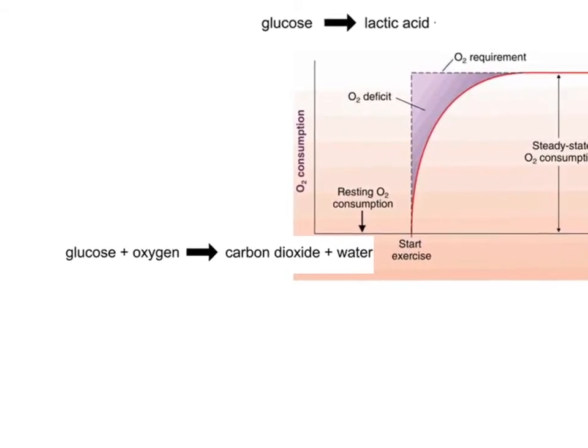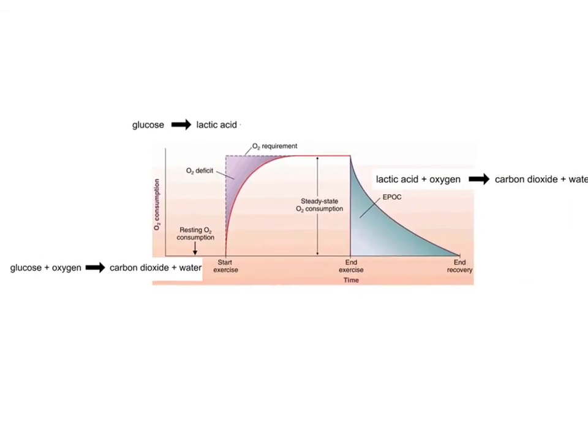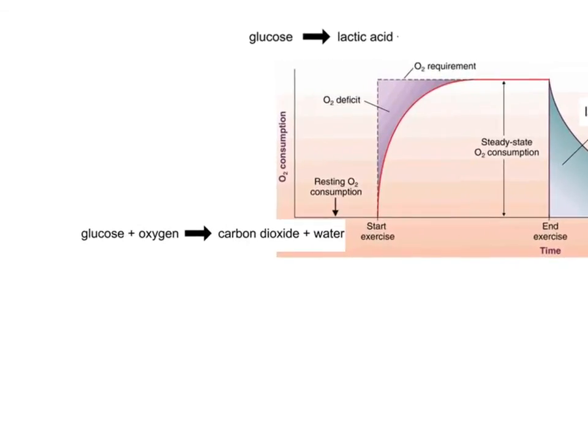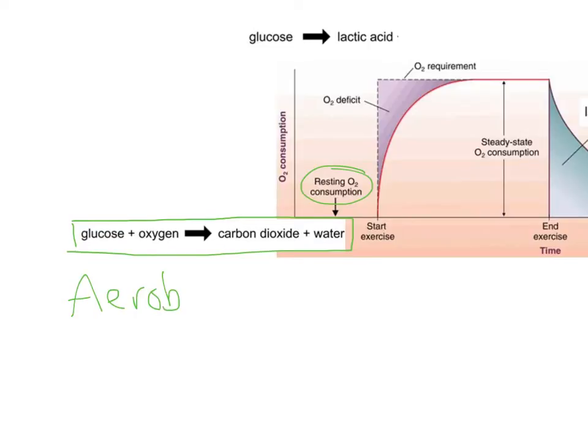Well, let's look at this diagram, which looks a bit scary at the moment, but we'll break it down into different sections. So this is interesting, the resting oxygen consumption. This is the amount of oxygen your body needs when you are sleeping, for example. And because it's fairly low, we can deliver that using aerobic respiration. Glucose plus oxygen goes to carbon dioxide and water.